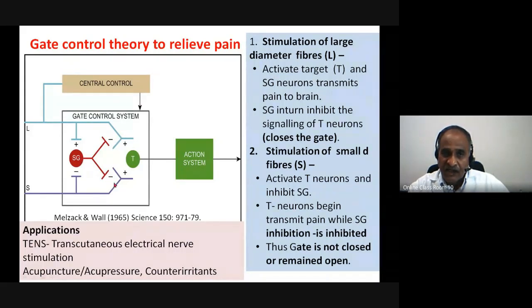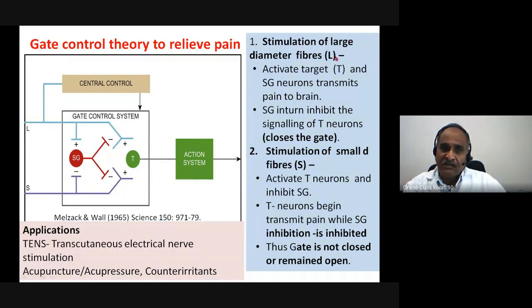What happens? The gate gets closed. So when the large diameter fibers are stimulated, the gate gets closed. That means it inhibits the transmission. So this is the gate control theory proposed by Melzack and Wall. I will read it for you here.